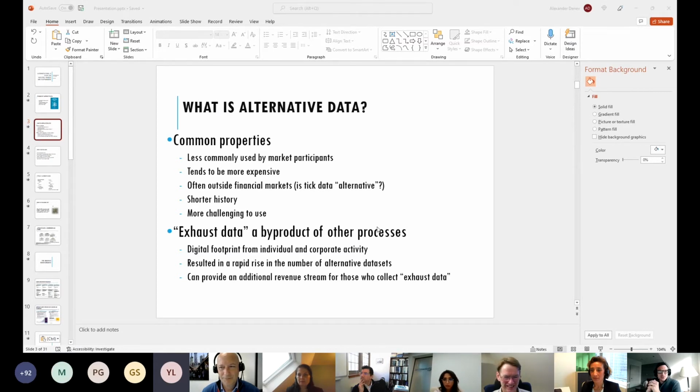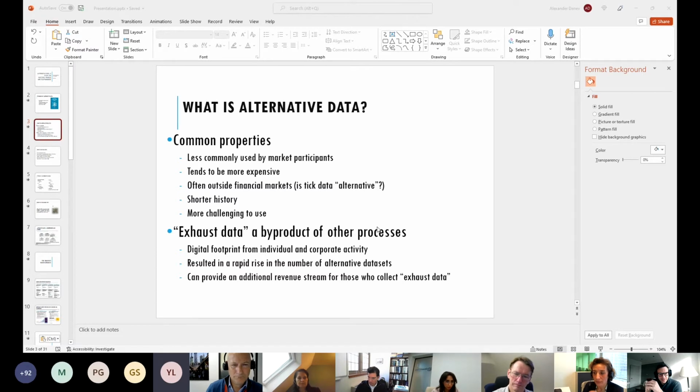Okay, thank you. So what is alternative data? In the book, Sid and I, we define some properties of alternative data. What makes alternative data alternative? It's less commonly used by market participants. On average, it tends to be more expensive, often outside financial markets, but not only. We consider, for example, high-frequency tick data also as alternative data. In general, it has shorter history, which creates a problem, and it's more challenging to use. And I'll show why this happens, what methods we need to deal with alternative data.